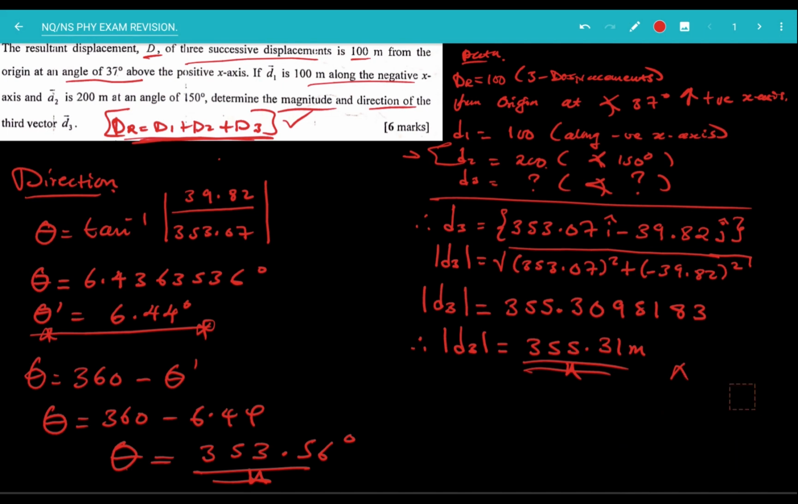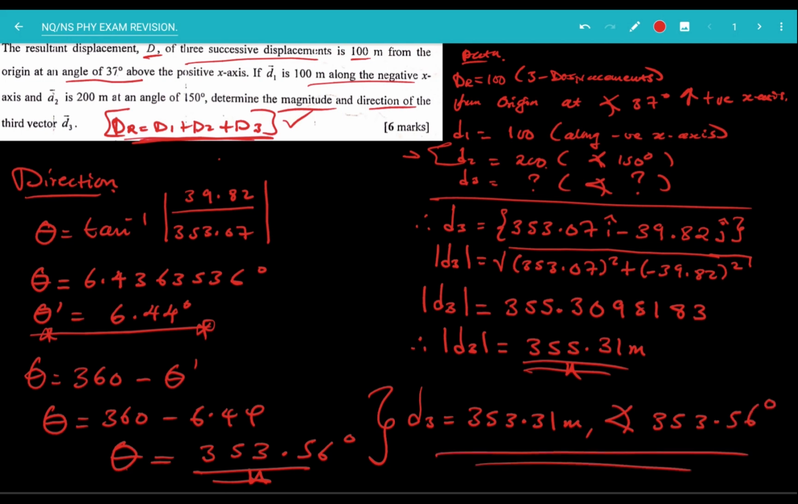Therefore, in most cases, you can just write your third vector, which is d3, to be, so you have the magnitude as 355.31 meters, measured at an angle of 353.56 degrees. So this is our answer.